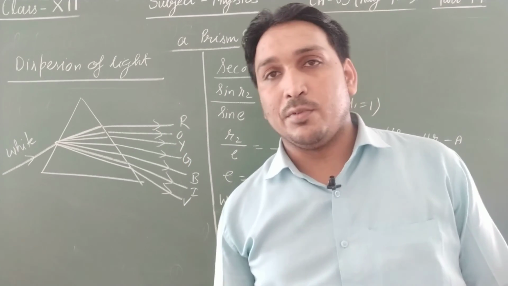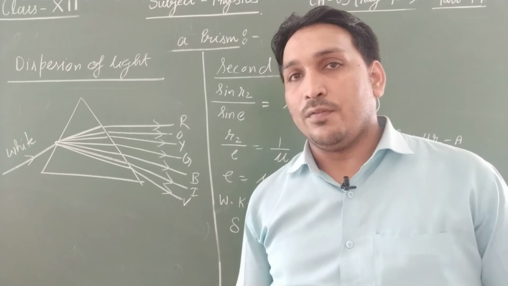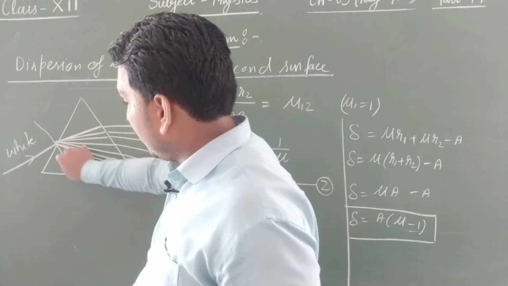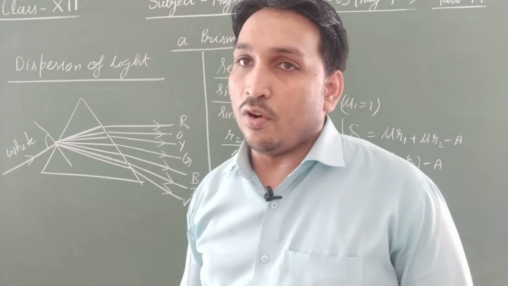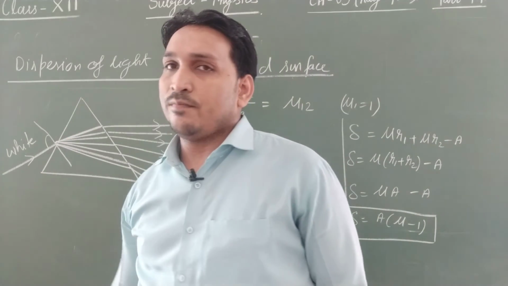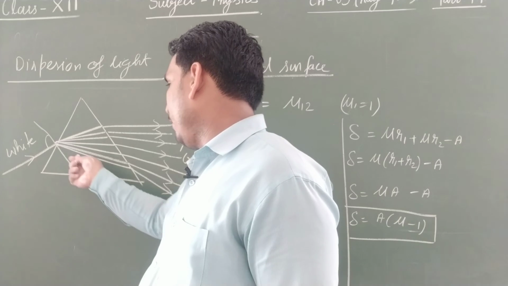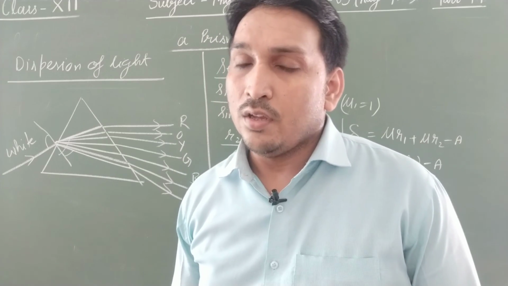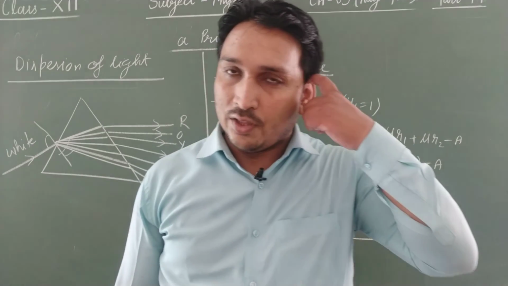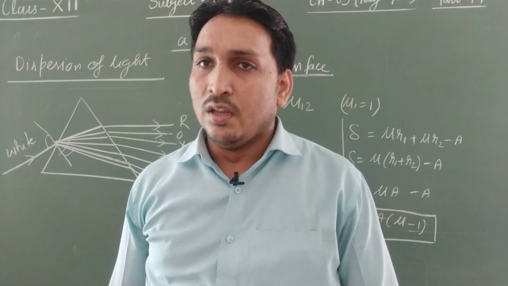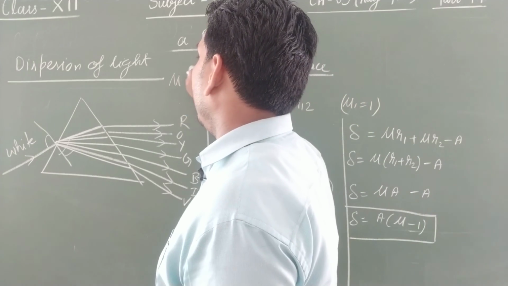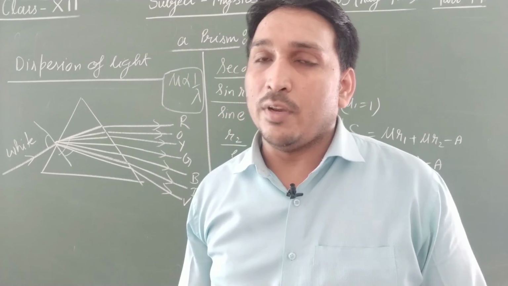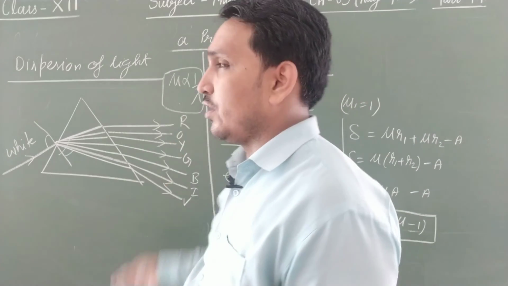Why does this dispersion occur? Because for different colors of light, for different wavelengths of light, the angle of refraction becomes different. The angle of incidence is the same for all the colors, but the angle of refraction is different. This is the reason. For violet, the angle of refraction is least. For red color, the angle of refraction is the greatest. It happens because of the different wavelengths of light, since the refractive index varies as the wavelength varies. Mu is inversely proportional to lambda. If lambda is greater, then the refractive index will be smaller for that color.